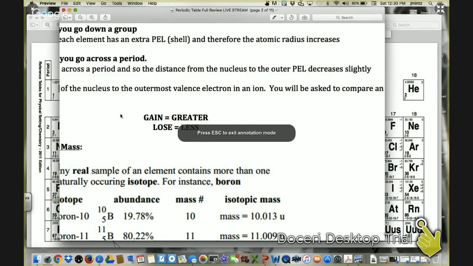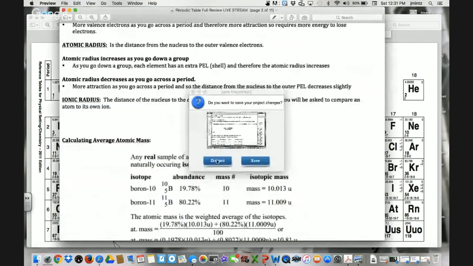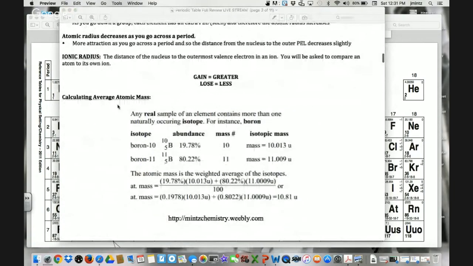All right, and the last thing, I'm not sure if they went into detail about this in previous lessons, but calculating an average atomic mass. The reason I have this here is because the periodic table gives you the average atomic mass. So I thought I would quickly go through an example in case someone didn't cover it. Any real sample of an element contains more than one naturally occurring isotope. Isotopes are the same element with different numbers of neutrons, right? Let's take a look at boron, for example. Boron 10 is 19.78% abundance and has a mass of 10, and boron 11 is 80.22%.